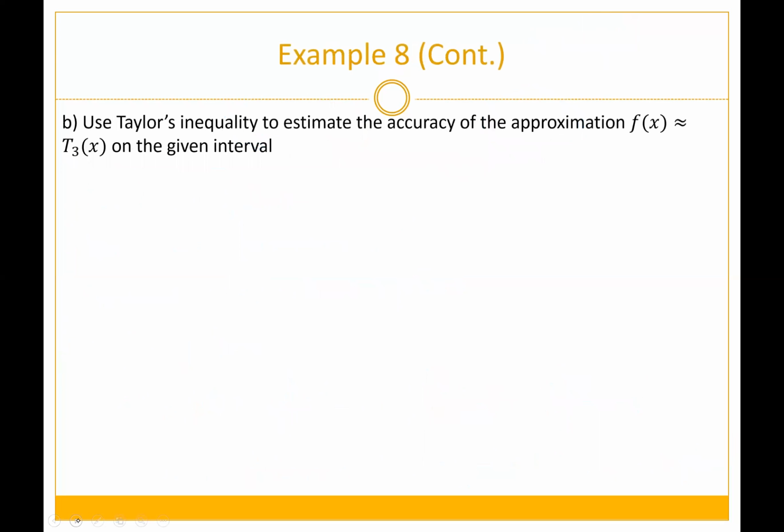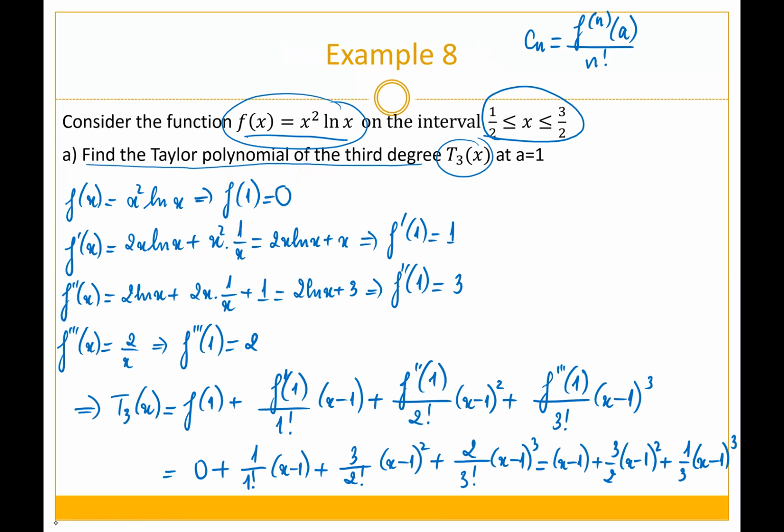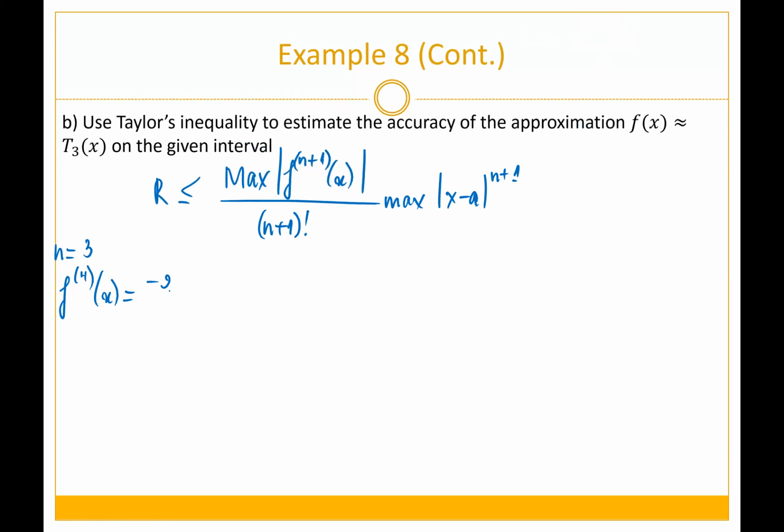Okay, let's go to the next part. Okay, so here you said the error is smaller than or equal to M, the maximum of the n plus 1 derivative on the given interval, divided by n plus 1 factorial, multiply the maximum of |x minus a| to the n plus 1 as well. Now let's find, n is equal to 3 because you use T3(x) to approximate. So you're going to find the fourth derivative. Let's see, the third derivative is 2 over x, so the fourth derivative is going to be negative 2 over x squared.